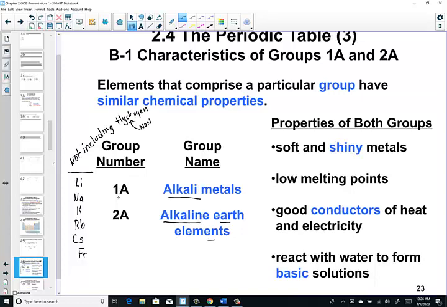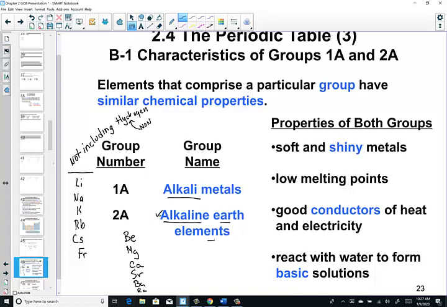It has only one electron. So therefore it has similar properties, but it is not a metal. So group 1A, the lithium, sodium, potassium, rubidium, cesium, francium, those are all known as the alkali metals. In group 2A, this is the family that contains beryllium, magnesium, calcium, strontium, barium, and radium. Those are known as the alkaline earth elements.